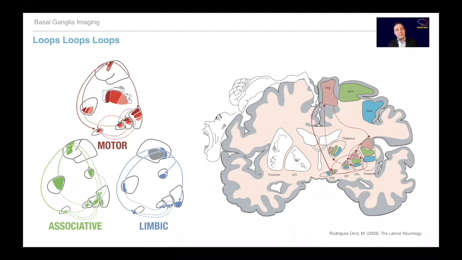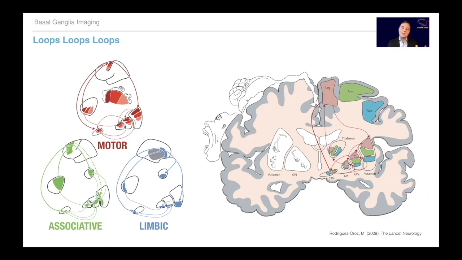You cannot talk about them without talking about loops. So you have motor, associative, and limbic loops. Sometimes you have also premotor and oculomotor loops, going from the cortex over the striatum, through the pallidum, then back to the thalamus and back up. And you could also subdivide, let's say, the motor loop into somatotopic loops. For example, a leg loop, an arm loop, a face loop, and so on for the motor system.